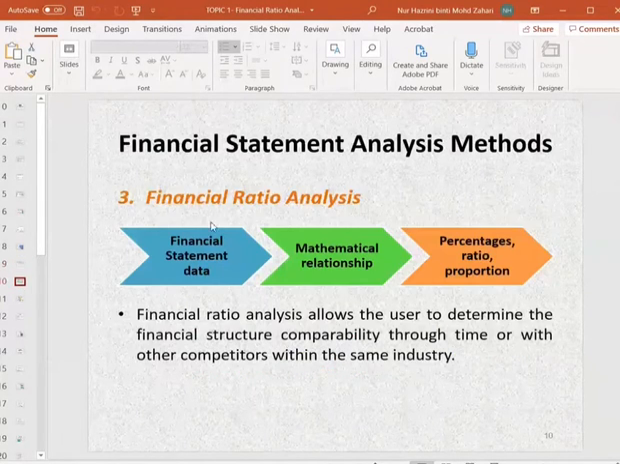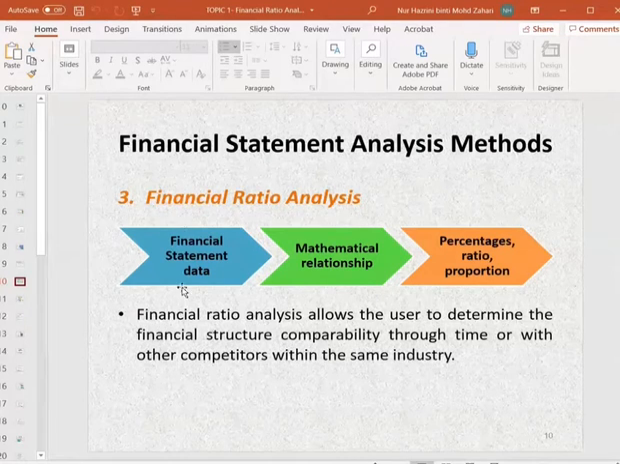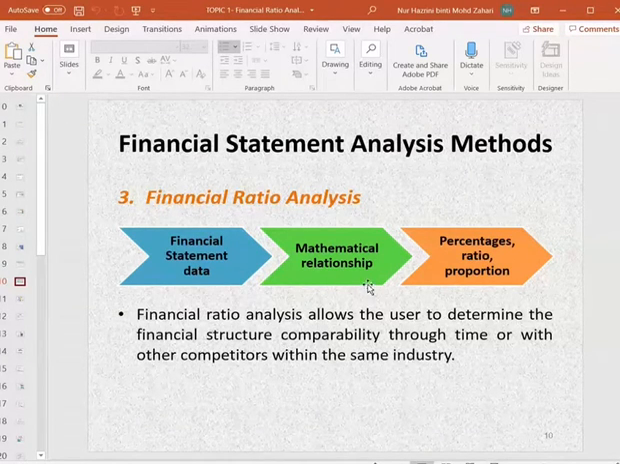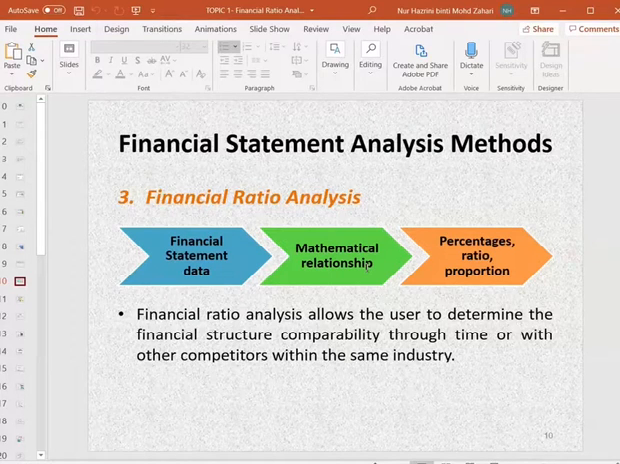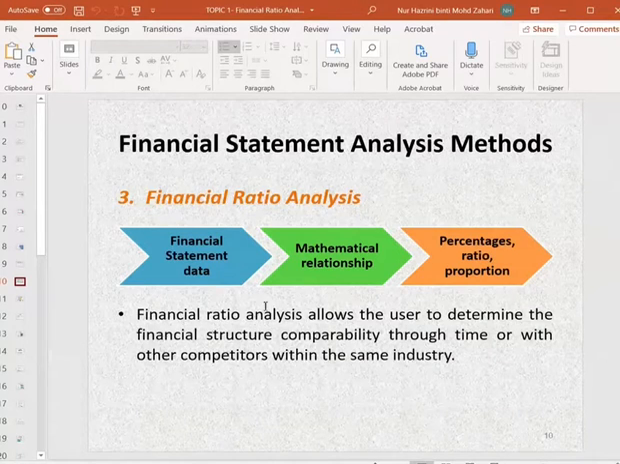So we have the financial statement analysis method. It means we use the financial statement, so we need the financial statement data. We will use the mathematical relationship, which is very easy to calculate. And then we will present our ratio in terms of a percentage, ratio, or proportion. We will look at that later.